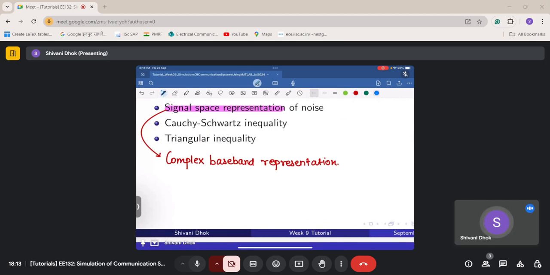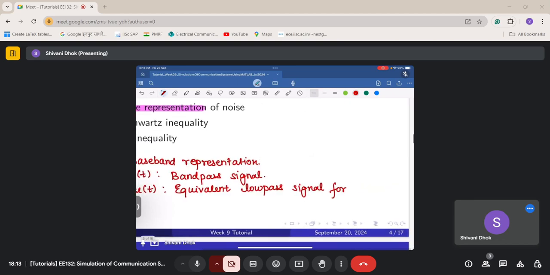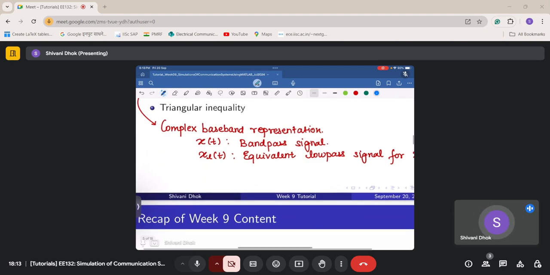Suppose we have x of t, which is a band pass signal, and let xl of t be the equivalent low pass signal for the signal x of t. Then xl and x are related as: x of t can be written as the real part of xl of t times e to the power j 2 pi fc t. And one more thing we should note is that this xl of t is complex.